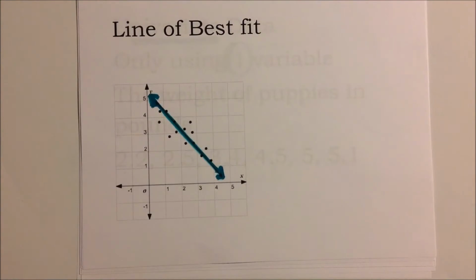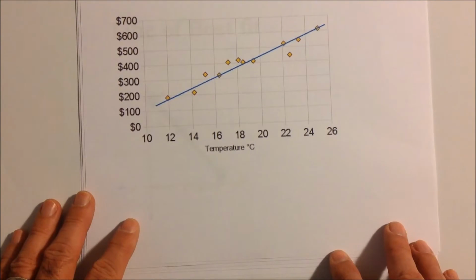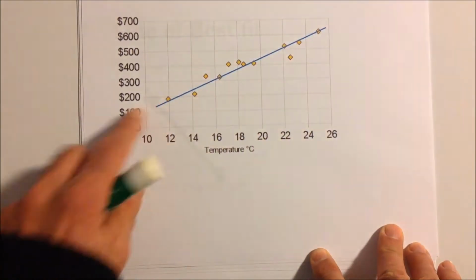Now here's another example. In this case, it's a positive correlation. And the blue line is the line of best fit.